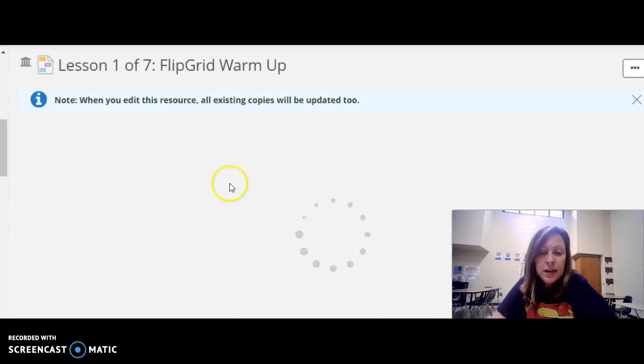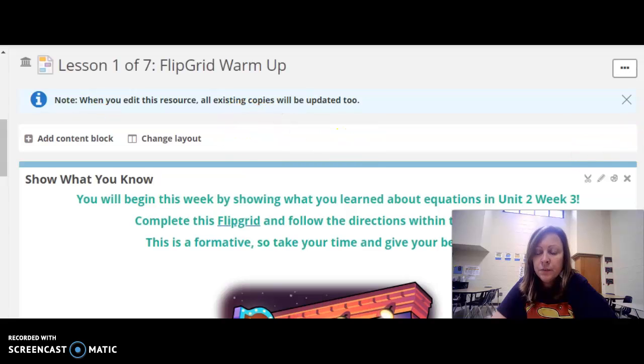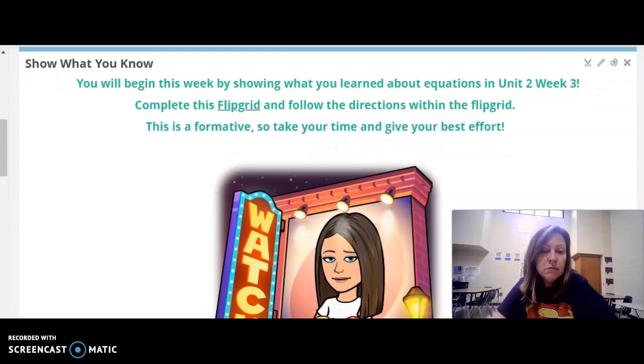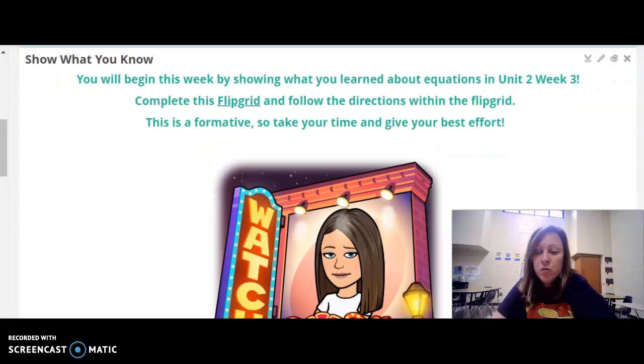So your first task, lesson 1, is just one activity. It is to show what you know from the previous week in a Flipgrid. As you know, last week you worked on solving equations all the way: 1-step, 2-step, and multi-step. So you will see a problem on this Flipgrid, and your directions will be to show your steps and solve that and submit that to me in a Flipgrid.